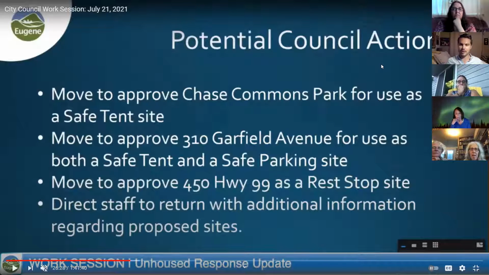And then they made a motion to approve 450 Highway 99 as a rest stop. So that's only up to 20 sites, but still it's a huge move, meaning that we have up to an additional 140 sites for unhoused neighbors to safely either tent camp or camp in vehicles. So it's certainly not the 12 sites that were initially discussed last time the council met about this, but certainly it's a huge step in the right direction.